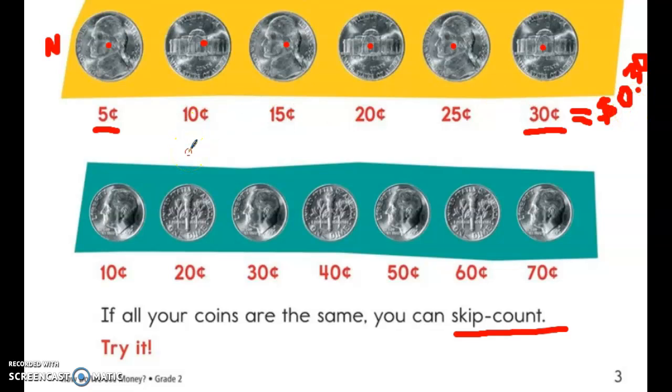Now let's count some dimes. What's so good is all of these are dimes. And it says if all your coins are the same, you can skip count. Well, I know a dime is worth 10 cents, so let's skip count by tens and see how much money we have in dimes. 10, count with me, 20, 30, 40, 50, 60, 70.